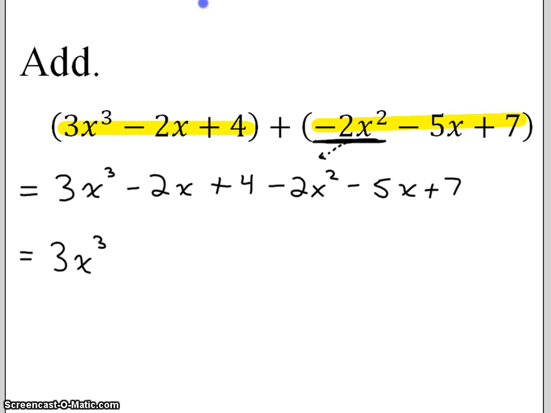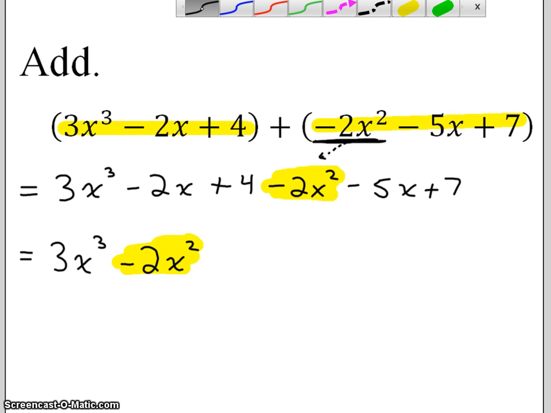So now we're looking for x squareds. There's only one. So minus 2x squared. So remember, always bring the sign with the term. Don't forget that. See how it's a negative 2x squared? And it stays a negative 2x squared. Always bring the sign with the term.